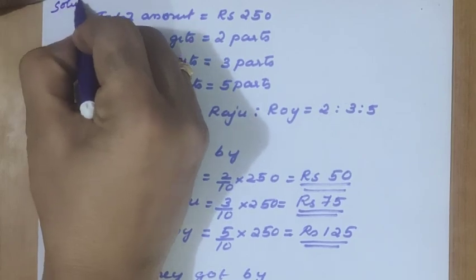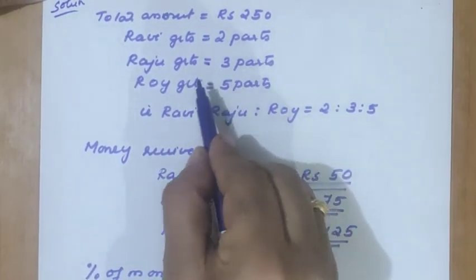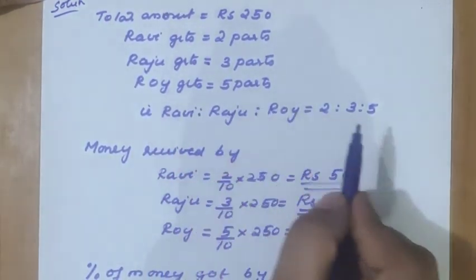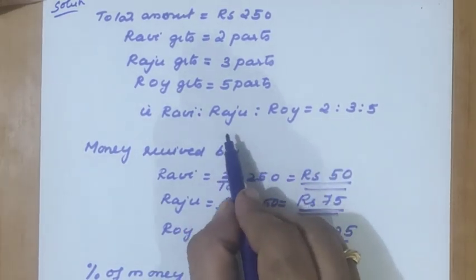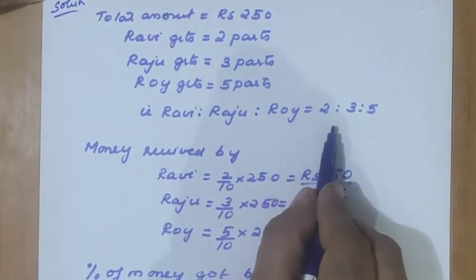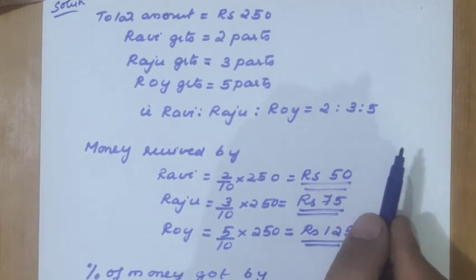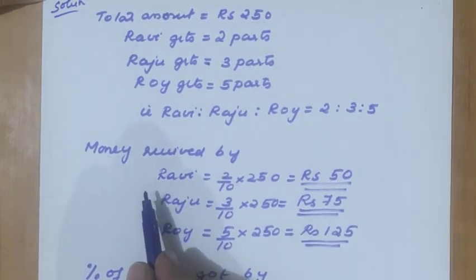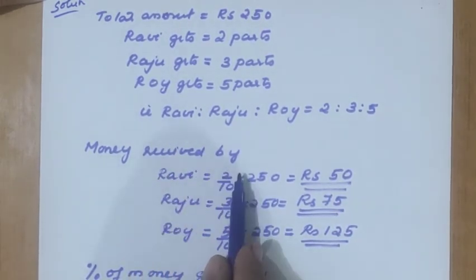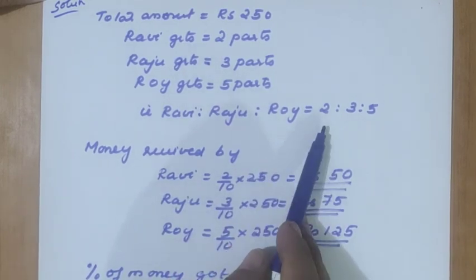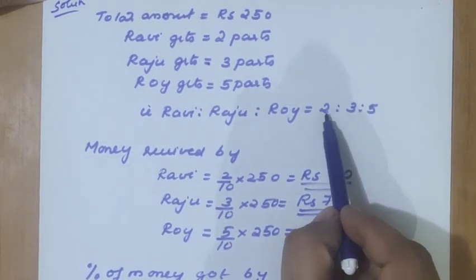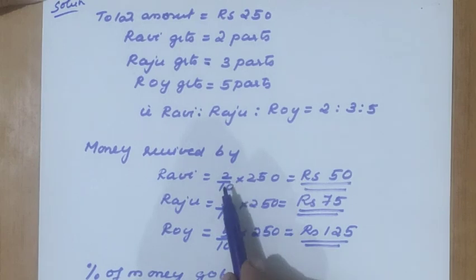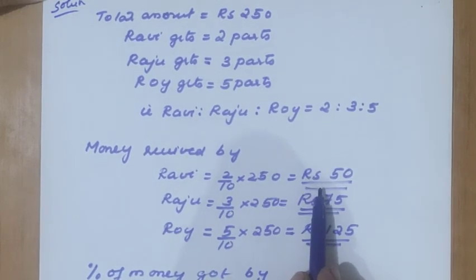According to the question, Ravi gets 2 parts, Raju gets 3, Roy gets 5 parts. So when we write in the ratio form, Ravi is to Raju is to Roy is equal to 2 is to 3 is to 5 only. Now how much money did each get? Money received by Ravi equal to 2 parts out of 10. 5 plus 3 plus 2, 10 only. So 2 by 10 out of which money? 250. So 2 by 10 into 250, rupees 50.